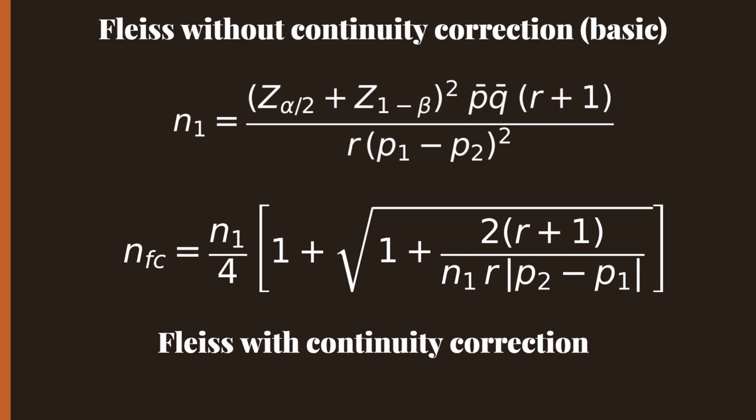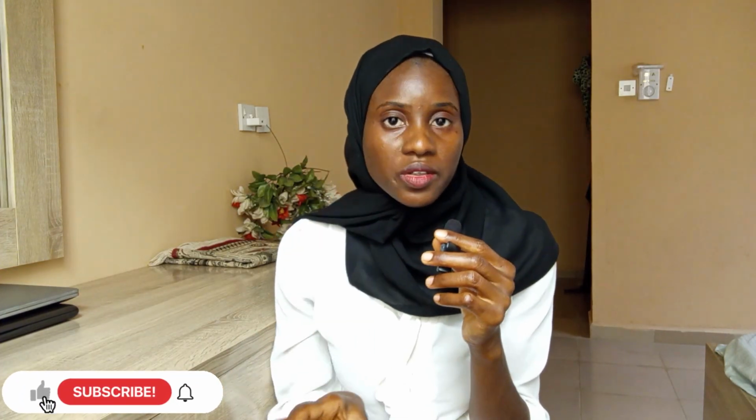That's the basic formula. Now, after you calculate your sample size, you want to remember to adjust for non-response or loss to follow up. This ensures that your final sample size remains adequate. Now, if you want, you can just plug in your values into one of these formulas, depending on your study design. Or if you prefer, you can use an online calculator to simplify the process, which I have a video here.